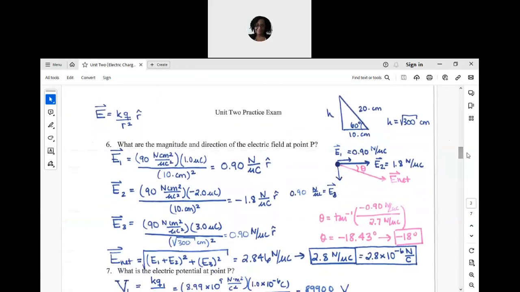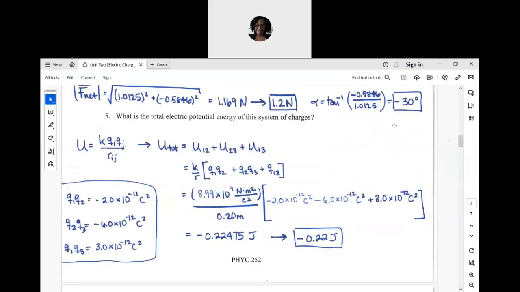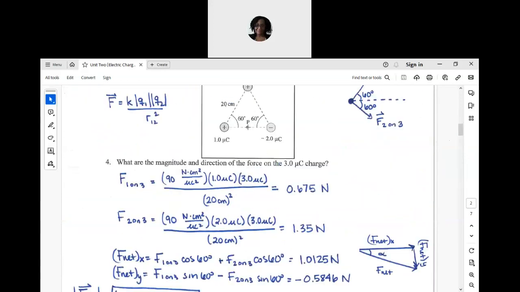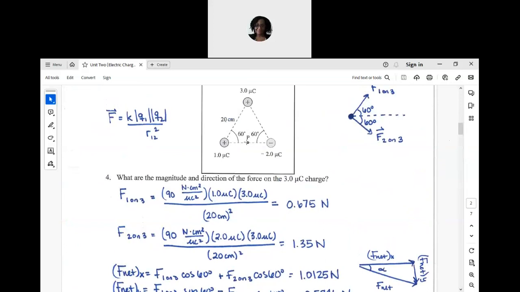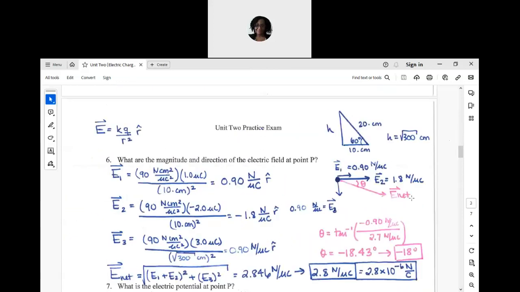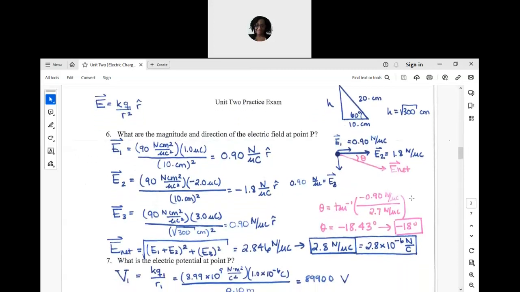Number 6 deals with the electric field at point P. So if we go further up, you'll see that point P is right here at the base of this equilateral triangle. So point P is 10 centimeters away from the 1 microcoulomb charge. It's 10 centimeters away from the 2.0 microcoulomb charge, but it's a different distance away from the 3.0 microcoulomb. And that distance is not just 20 centimeters. I can use the Pythagorean theorem, or I can use an interior angle, some way to figure out what the vertical leg of this right triangle is.